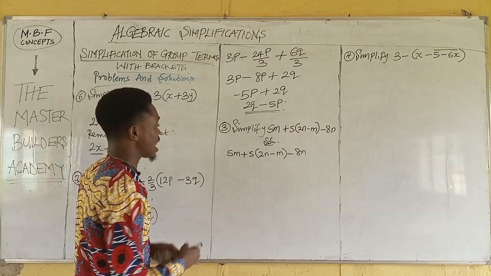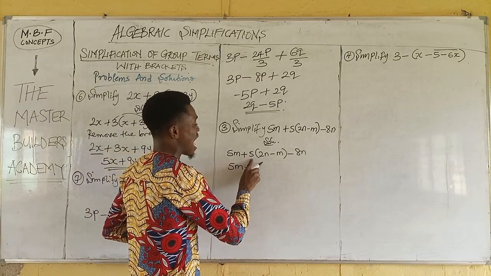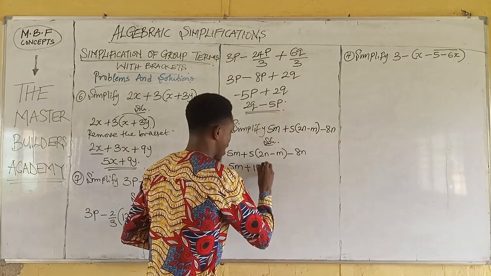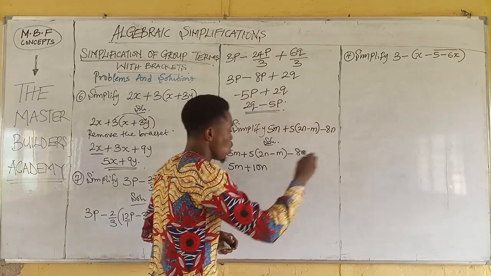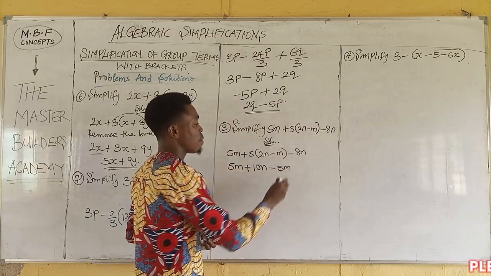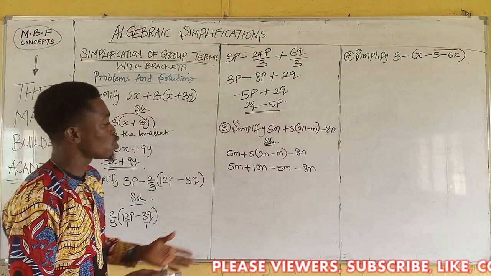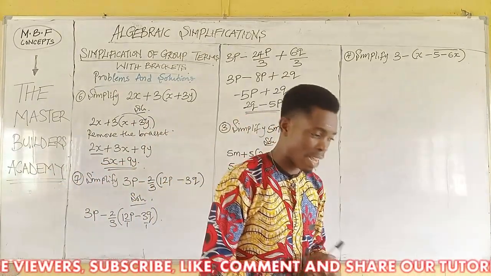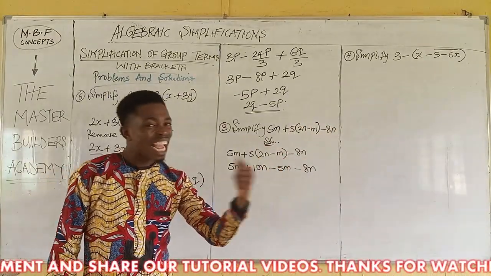So guys, we get started. This will give us 5m plus 5 times 2n, which is 10n, and 5 times minus m, which is minus 5m. Then pull down minus 8n. Guys, at this point, all we need to do is to identify the number of alphabetical letters that we have here. Now we have m and n. And m appears twice, n appears twice.